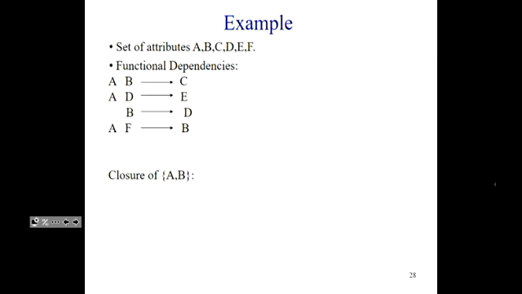So let's work through a simple example. Let's say I have this set of functional dependencies: AB implies C, AD implies E, B implies D, AF implies B, and I want to find the closure of A comma B. So if I were to apply my closure algorithm, how would I go about it? What is the first rule that will help me expand this set X? So I start with X equal AB. Give me a rule that will help me expand X.